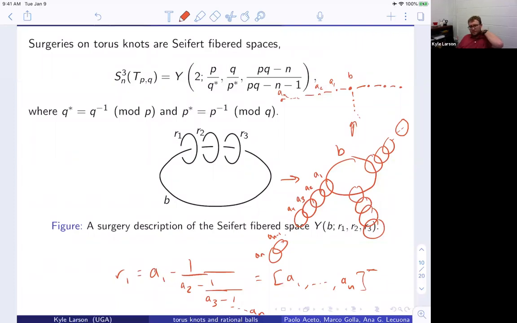Any questions on this background information?